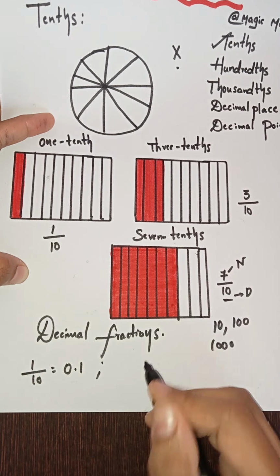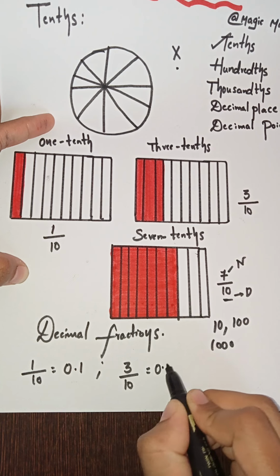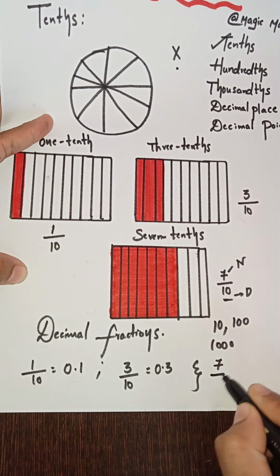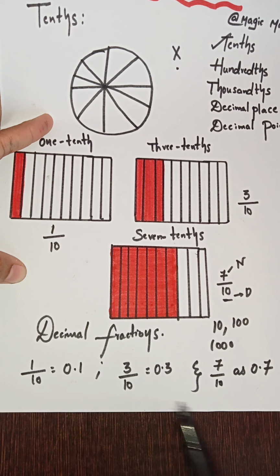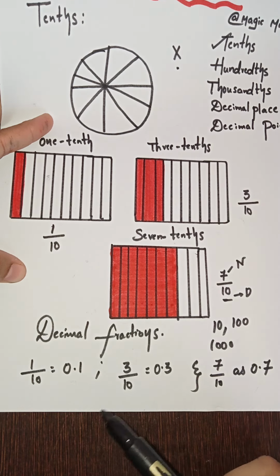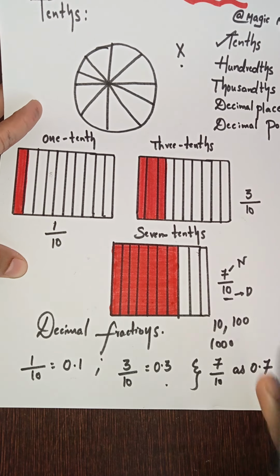Similarly, 3/10 can be written as 0.3 and 7/10 as 0.7. So the numerals 0.1, 0.3 and 0.7 are called decimal numbers or simply decimals.